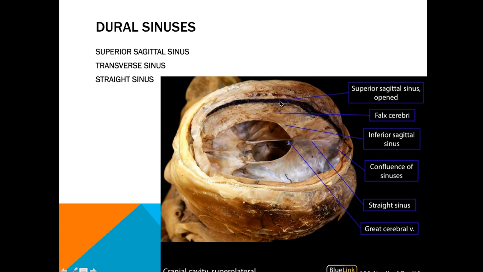Yes, there's also an inferior sagittal sinus. You find that at the inferior border of the falx cerebri. I will not be testing you on this. The other thing that we can notice here is the straight sinus. So right within this tissue is the straight sinus.